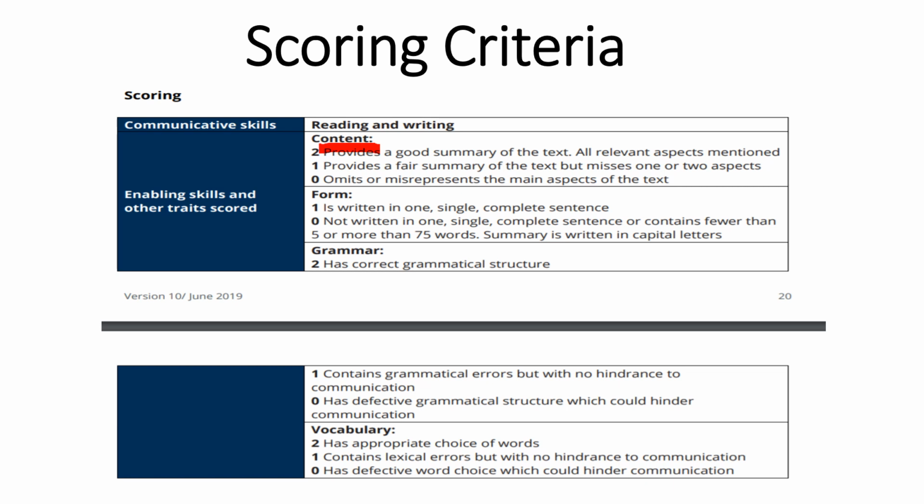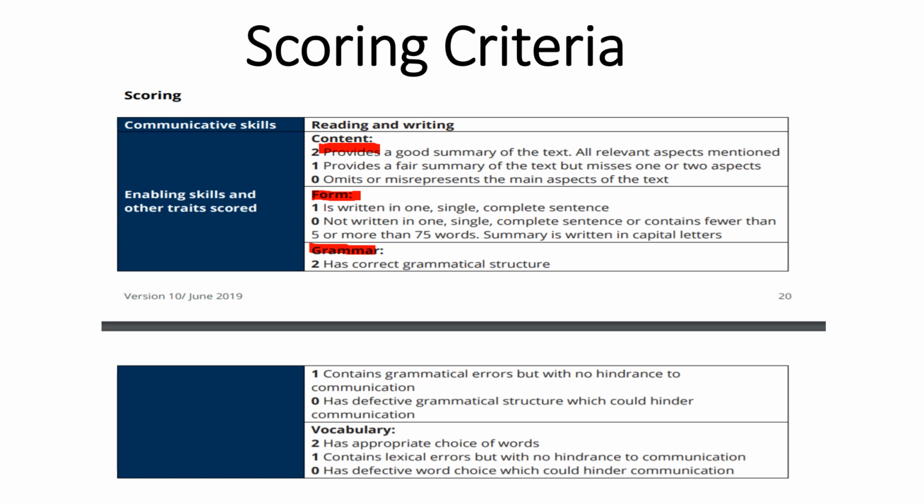Second one is the form. Form should be correct. One mark will be given if it is in one single, complete sentence, and after that it is grammar. As you can see, two marks will be given if you have a correct grammatical structure, and one mark if it contains grammatical errors but with no hindrance to communication.